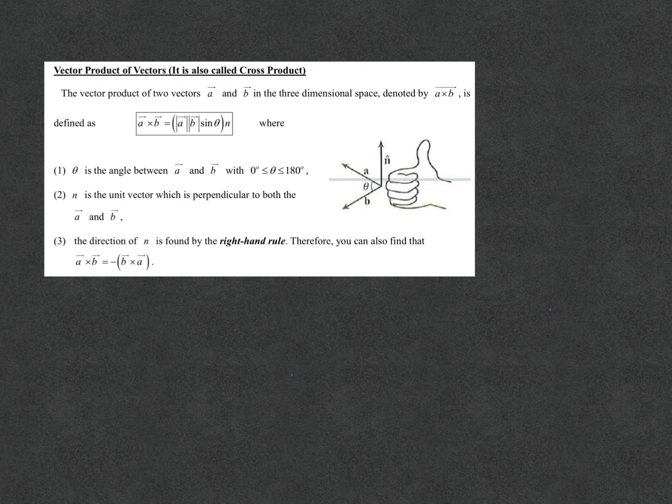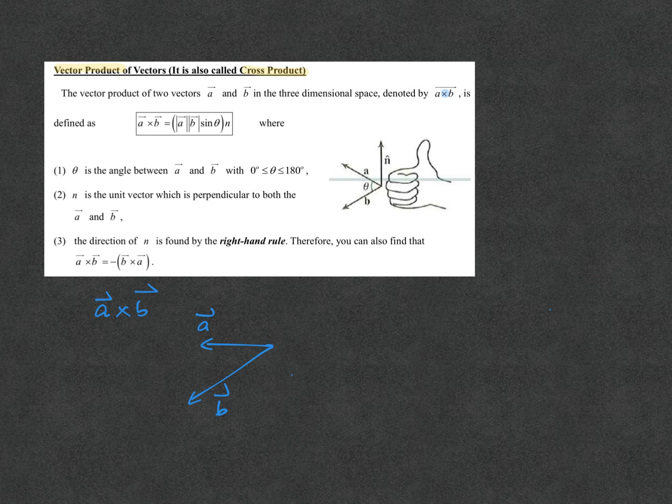In this video, we are going to introduce the vector product of vectors. It is also called the cross product because we are going to use the cross symbol to define the product. In notation, we write A vector cross B vector. The outcome of the product will be a vector which is perpendicular to both A and B vector.